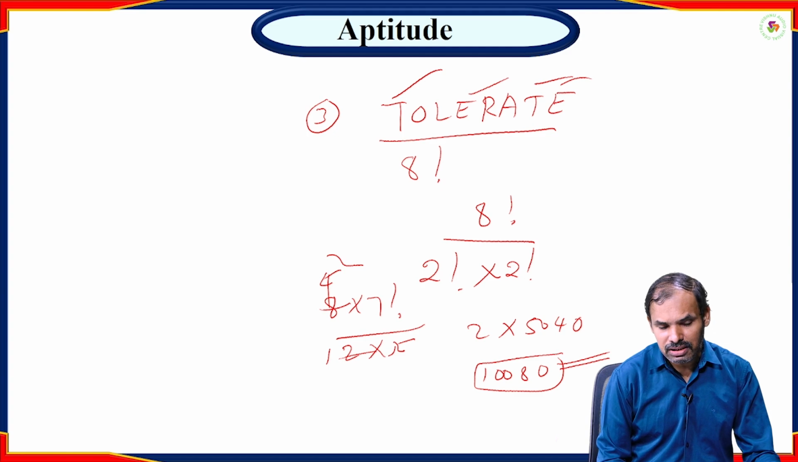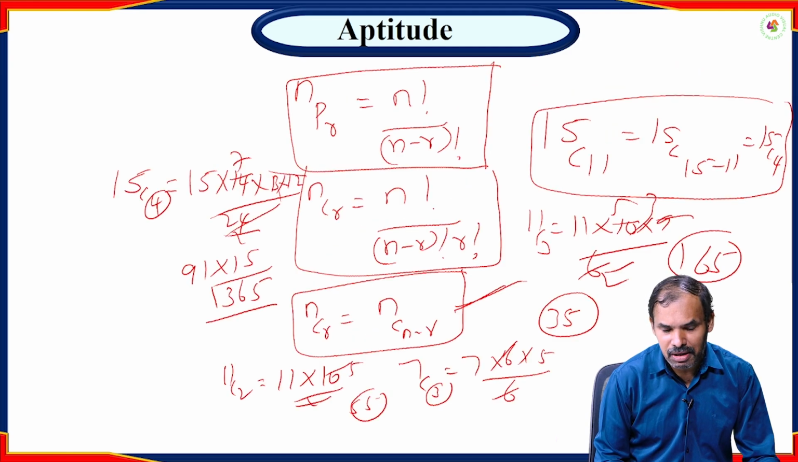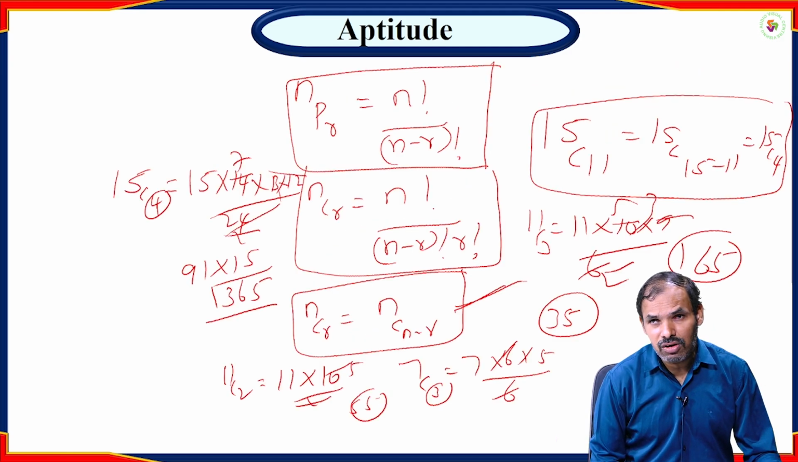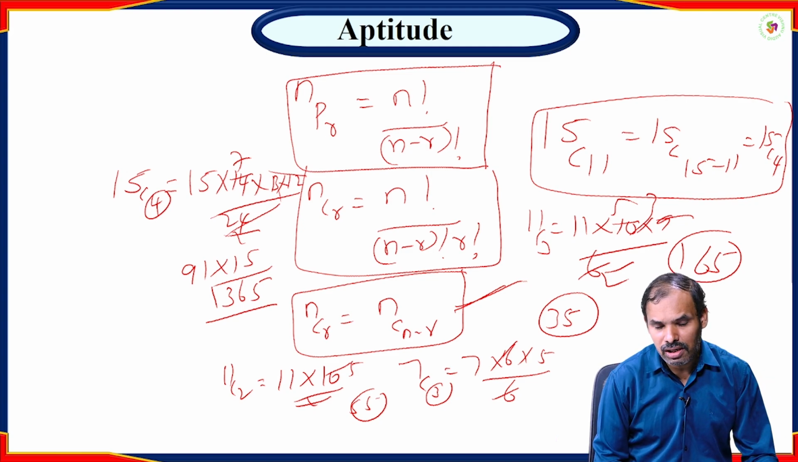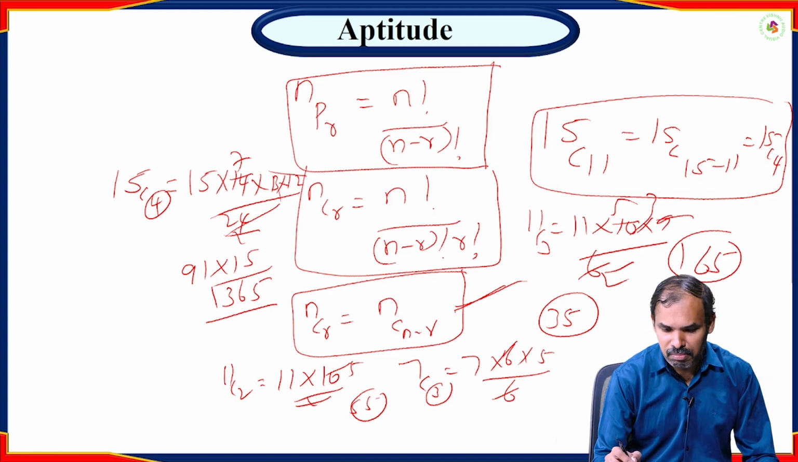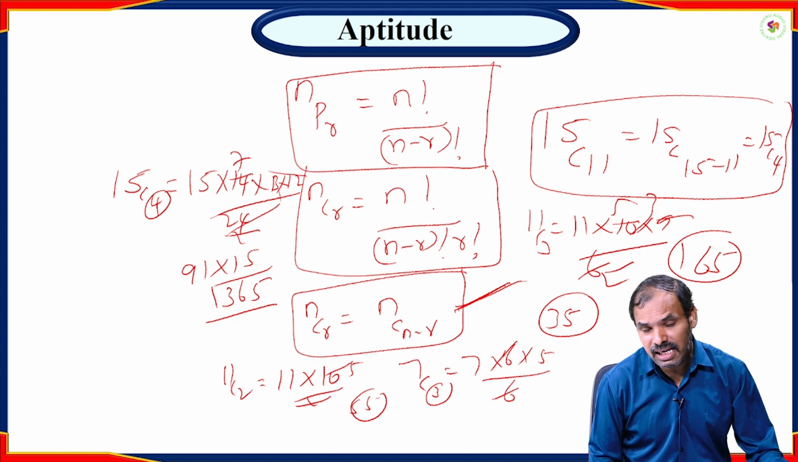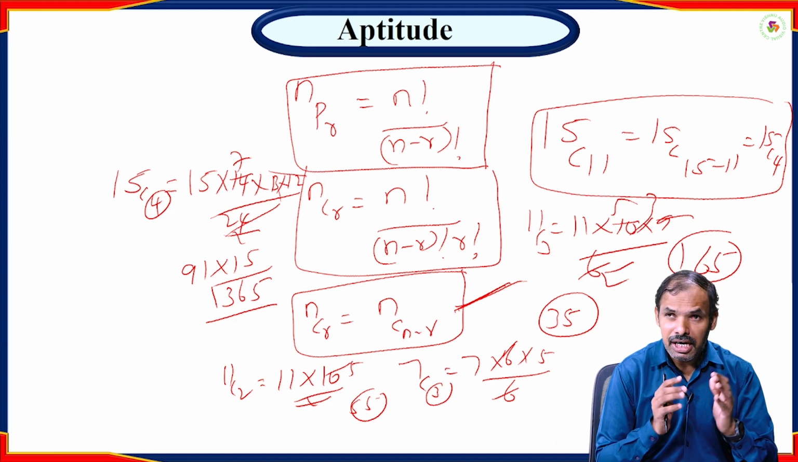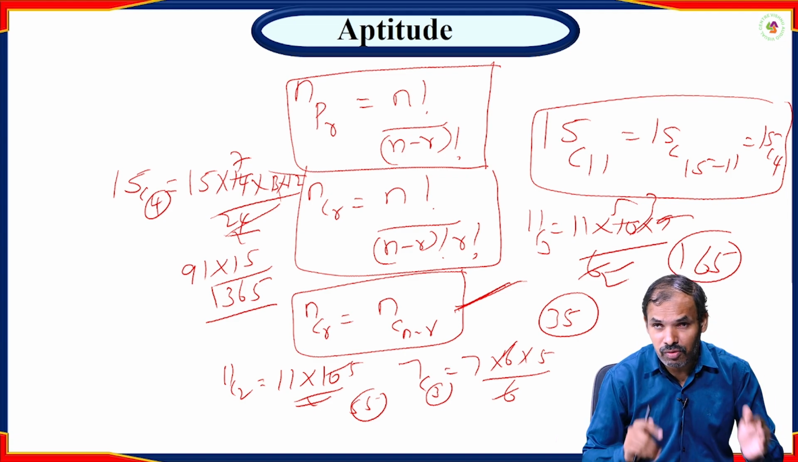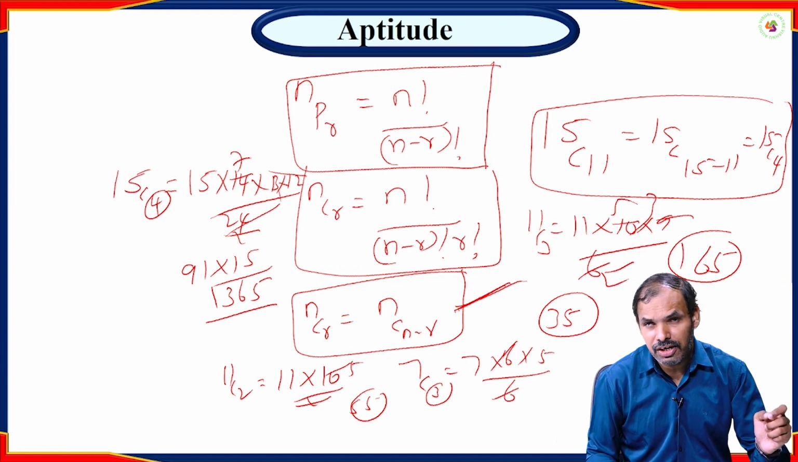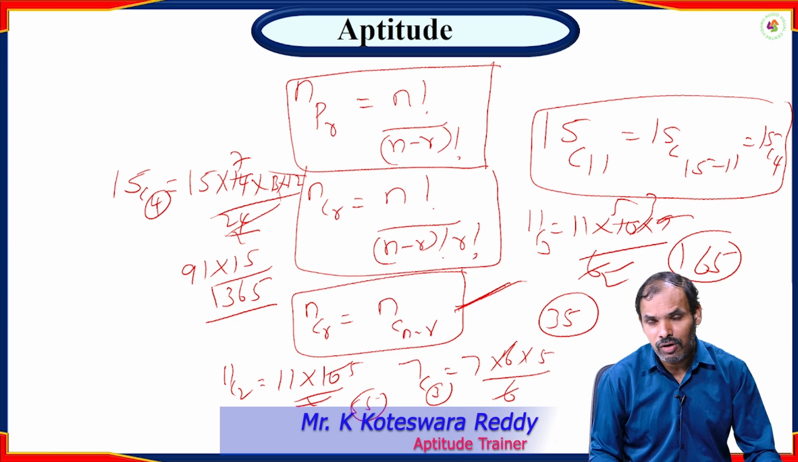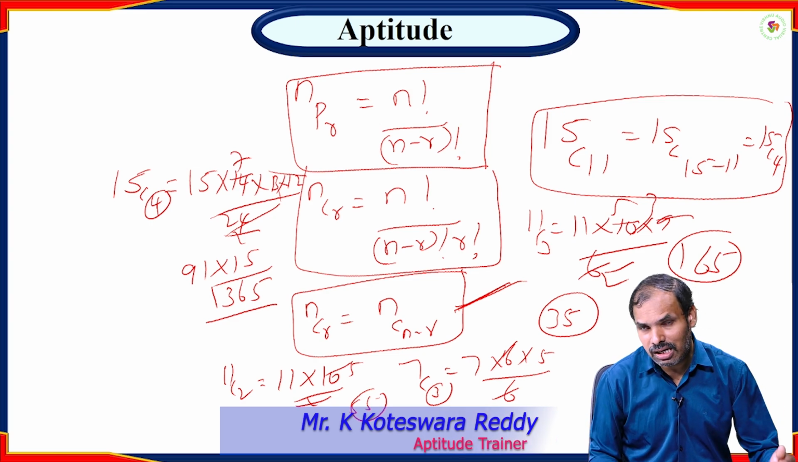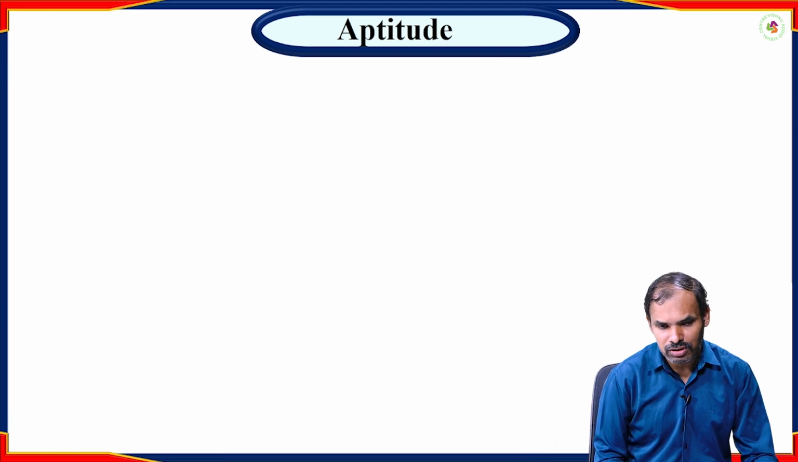Now, important formulas: nPr equals n factorial by (n minus r) factorial, nCr equals n factorial by (n minus r) factorial into r factorial. nCr can be written as nC(n minus r). For example, 15C11 can be written as 15C4. In permutation combinations, calculation should be fast. 15C4 value is 1365. 7C3 is 7 into 6 into 5 by 6, answer is 35. 11C2 value is 11 into 10 by 2, 55. 5C2 value is 10. In this, you have to calculate fast. So these are the important 4 questions, okay?